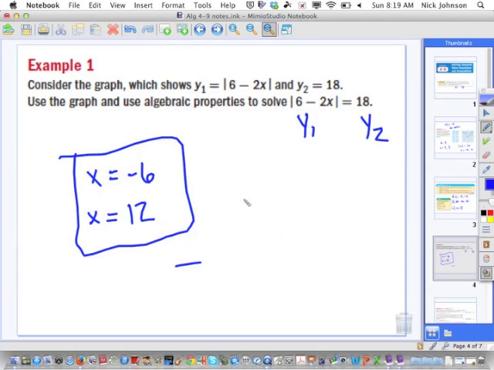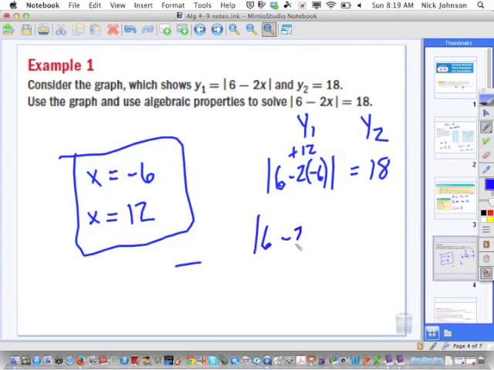Now, you could check that out. How could you check that out? Well, you could put a negative 6 in here. So 6 minus 2 times a negative 6. What's a negative 2 times a negative 6? That's a positive 12. 6 plus 12 is 18. Absolute value of 18 is 18.